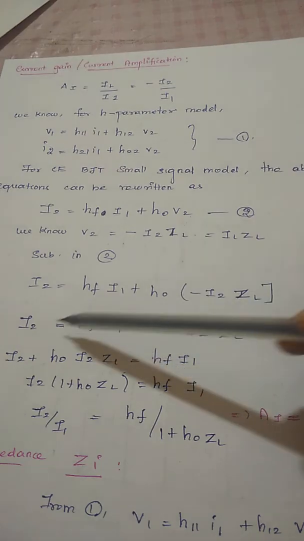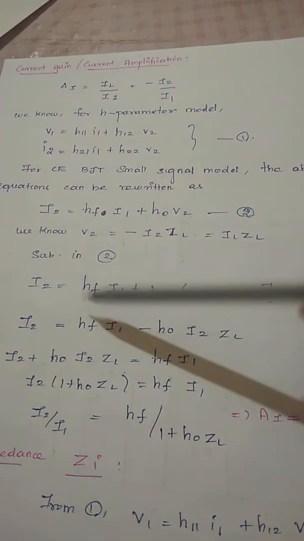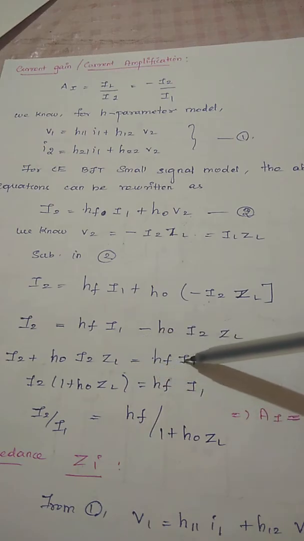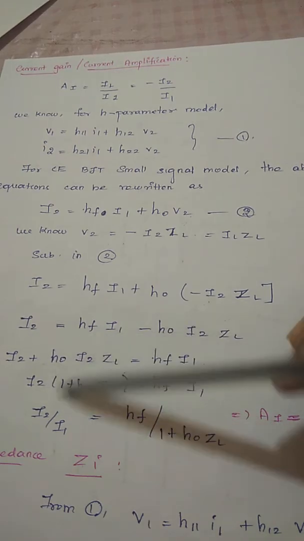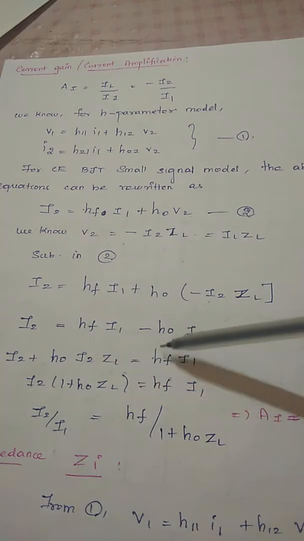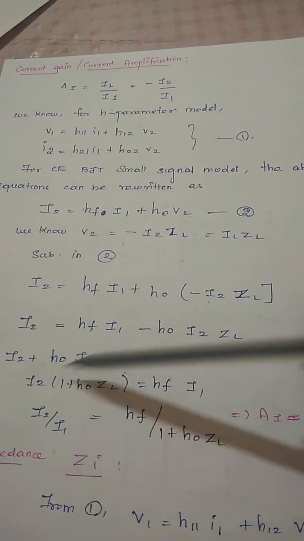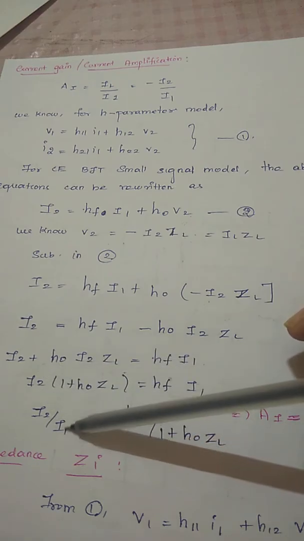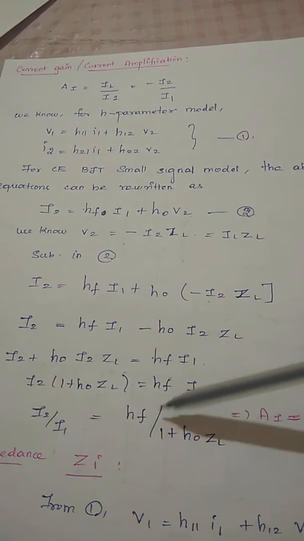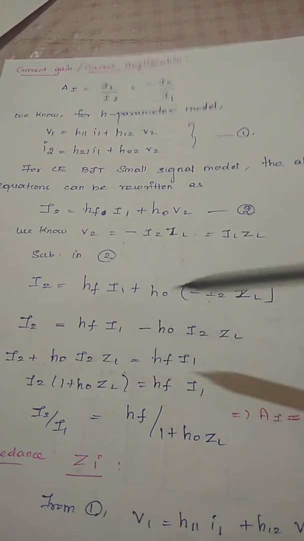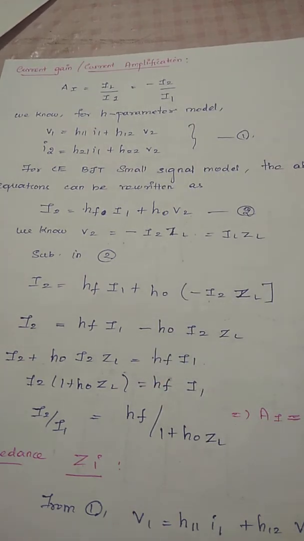So now I have I2 common in both of these terms and I1. If you take this to this side, you can take I2 common outside, is equal to HF I1. I2 if you take outside you will get 1 plus H0 ZL is equal to HF I1. So I2 by I1, output port current by input port current, will give you the current gain. Okay, so HF by 1 plus HO ZL.